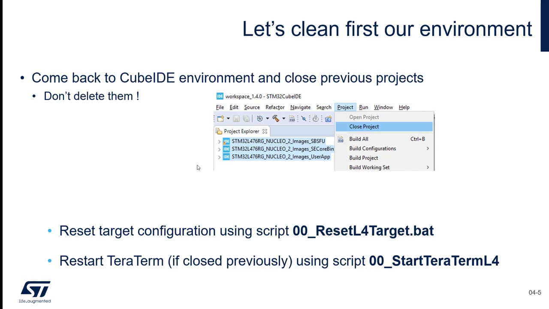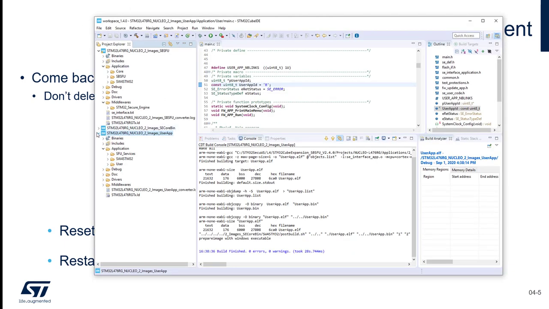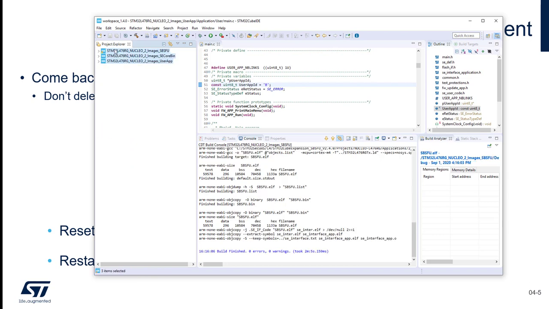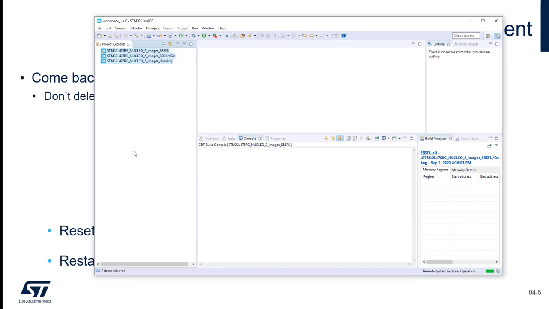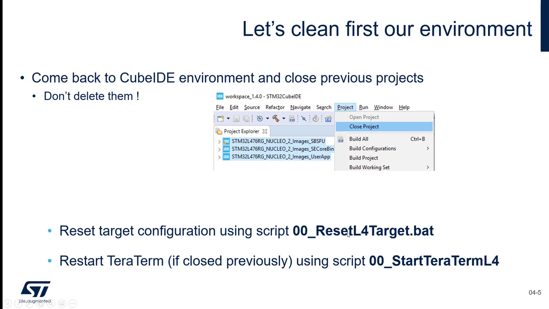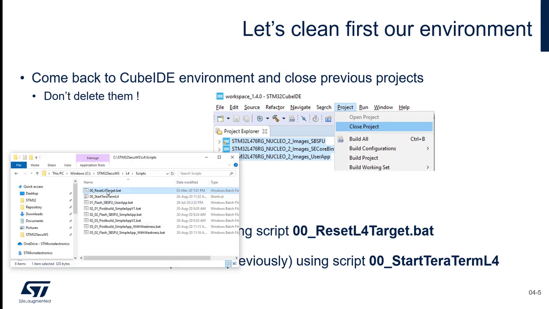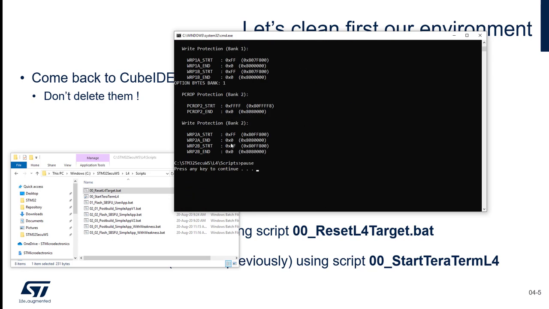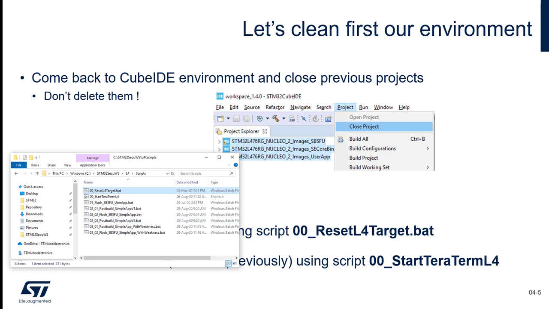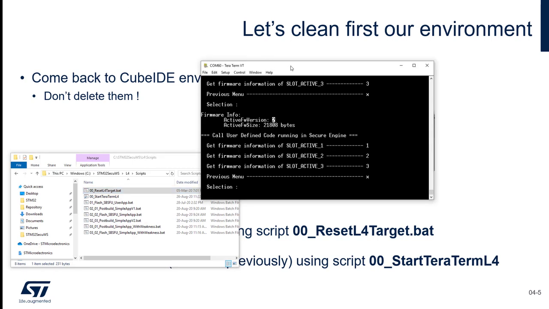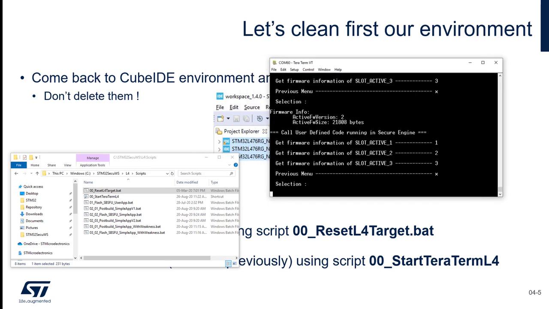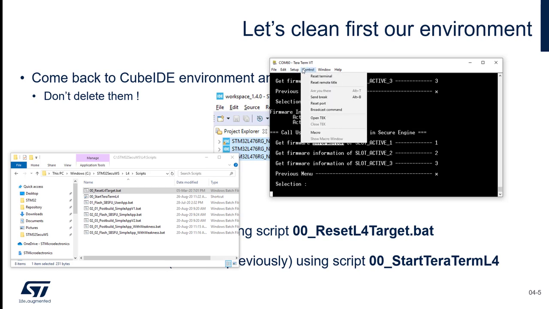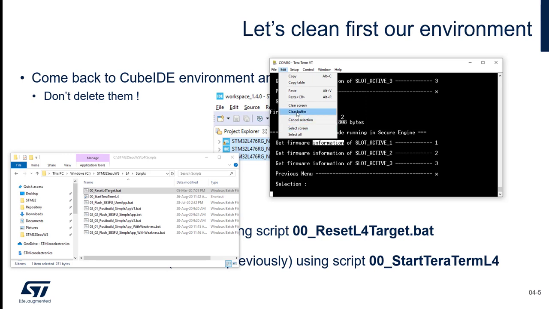So first, let's clean our environment, the one we left from the first hands-on. So we had this, so just select everything here and close the projects. Then reset the target, so we use our scripts here and there, reset the target. So it's performing a regression, and we can see that now it's RDP level 0. And TeraTerm should be launched, so I kept it from the previous one. So now nothing happens, I can clean the screen. Clear buffer. Okay.